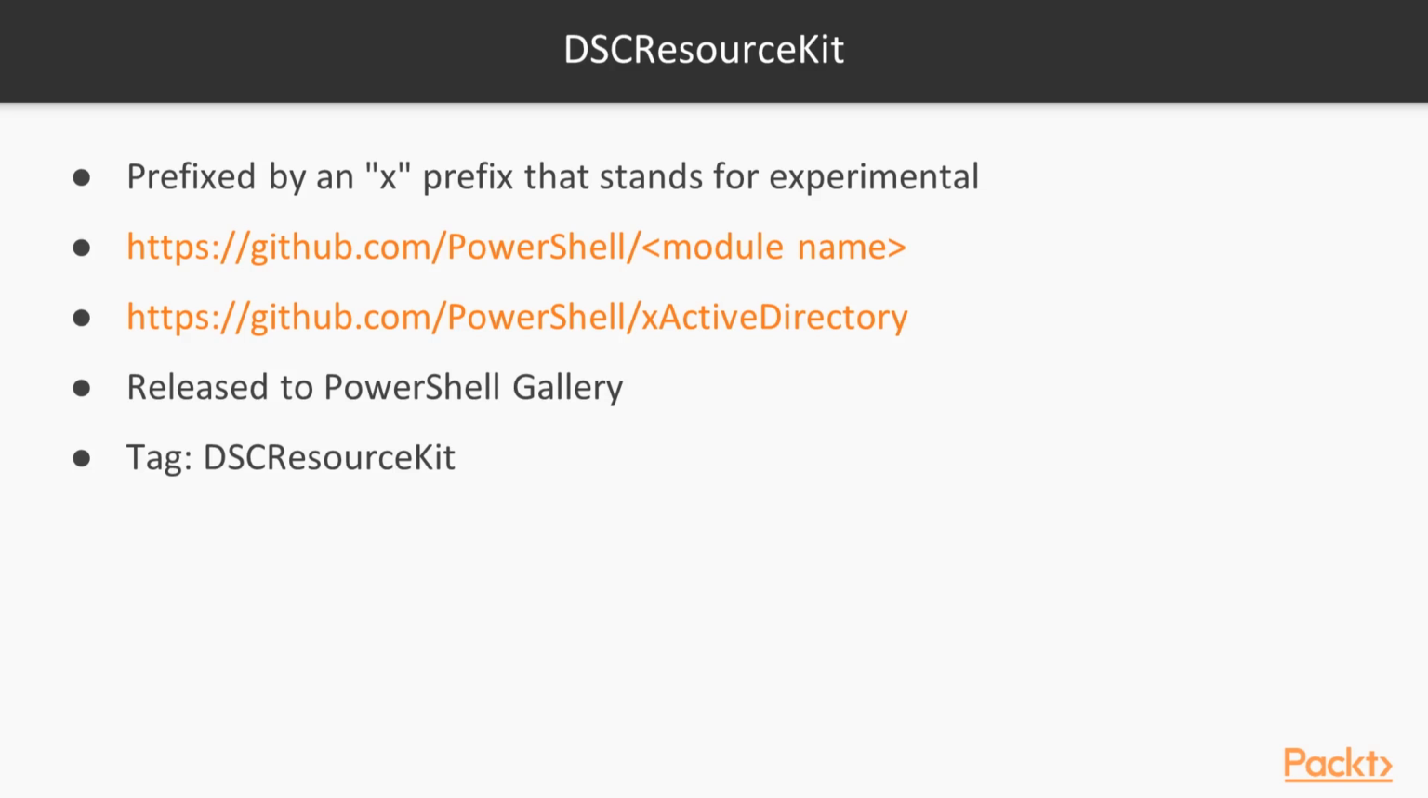Most of the resources from the repository are released to the PowerShell gallery. You can find all the released modules from the PowerShell gallery using the find module commandlet. The DSC resources are released with a tag DSCResourceKit. You can use this tag to search modules from the gallery. Once you find the module in the gallery, you can install the modules using the install module commandlet. In this demo, we'll see how to find and download modules from the DSC Resource Kit from the PowerShell gallery. We'll make use of the find module and install module commandlets to find and install custom modules from the gallery.